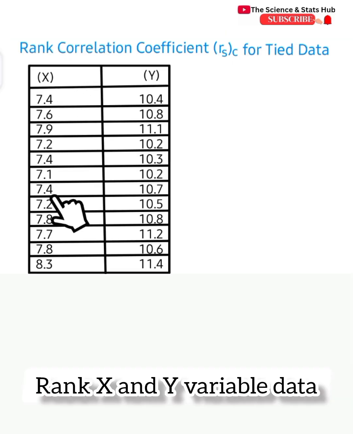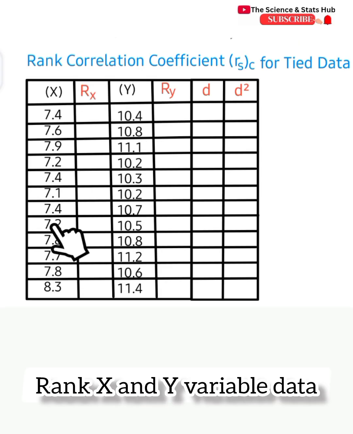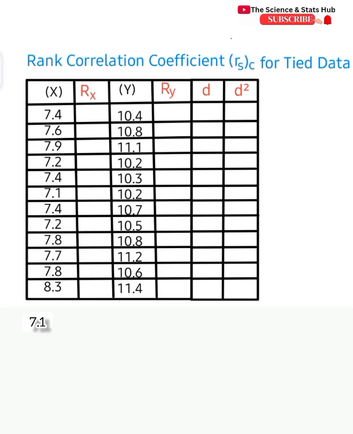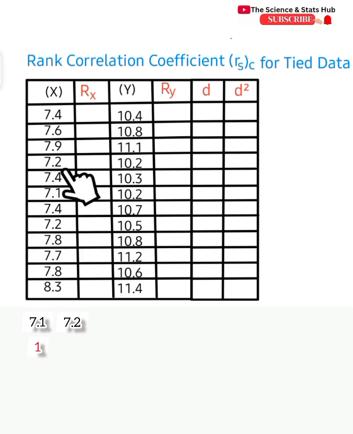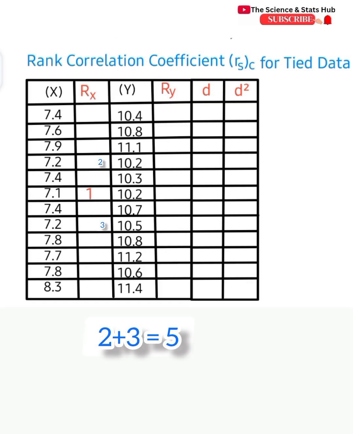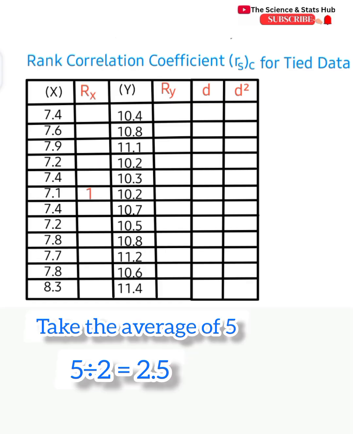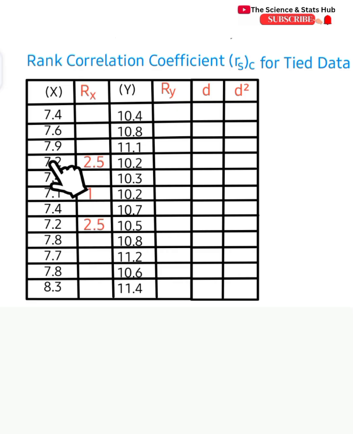Now let's rank the x and y variable data. The least value here is 7.1, takes the rank value of 1. Next is 7.2. We could observe that 7.2 appeared twice. So the 7.2 here takes the rank value of 2, while this takes the rank value of 3. So 2 plus 3 gives 5, and then we take the average of 5, that is by dividing by 2, which is equal to 2.5. The 7.2 here has the rank value of 2.5, so also the one here.